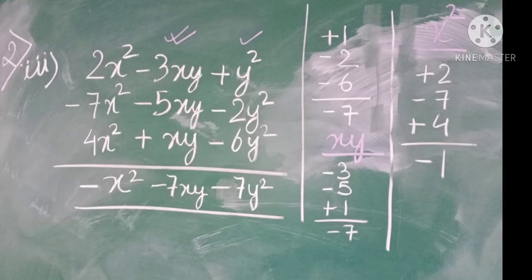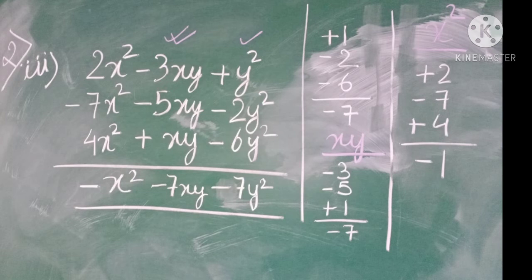Okay. Now let's see the next question. 2x square minus 3xy plus y square. Now again it's a trinomial. So we are using the column method. Okay, all the y square we are writing in the same column, xy are written in the same column, and x square is again written in the same column. Okay, so now let's start with this y square.